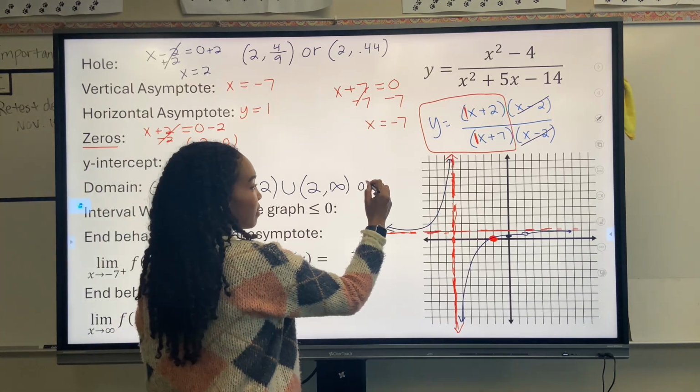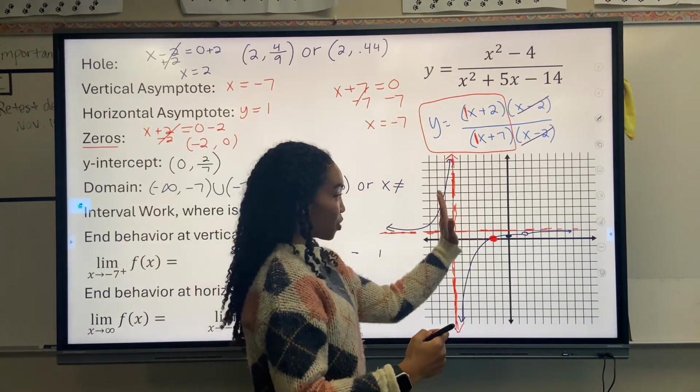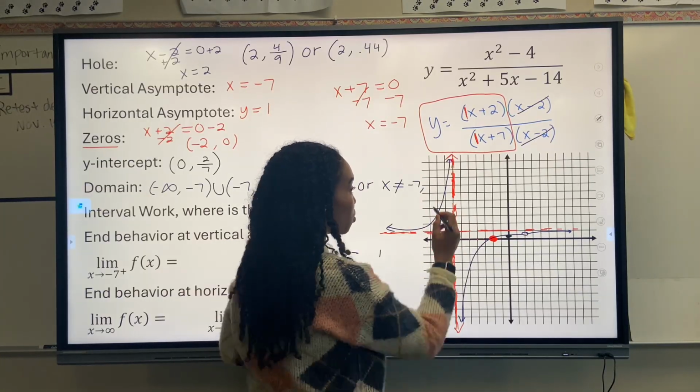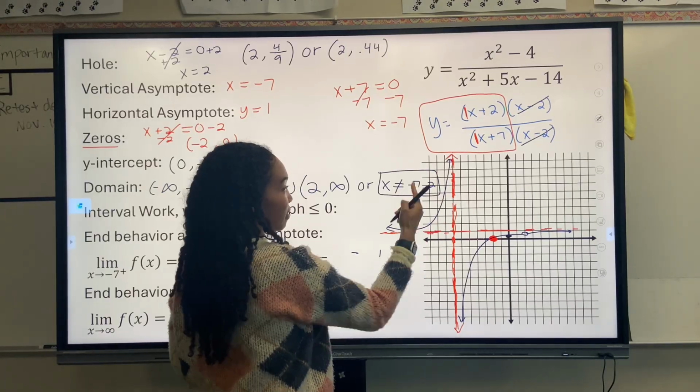Another way to write this is x cannot be equal to this vertical asymptote, which is at -7, and this hole, which is at the x value 2. So you can also write it like this.